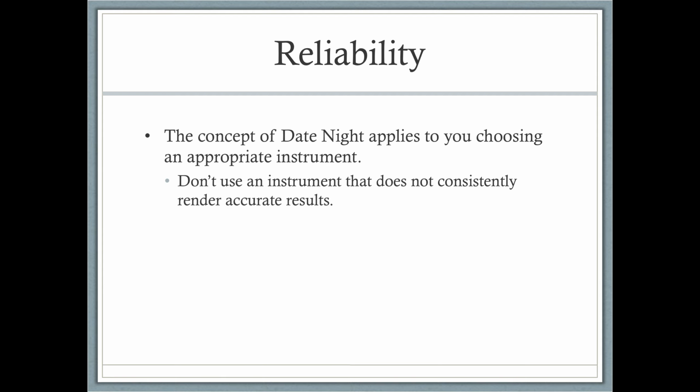So as I was saying, this date night example applies to how you choose an appropriate instrument. You should not use an instrument that does not have a history of appropriate reliability. Remember when we looked at the Code of Ethics, it said that you will pick instruments that provide reliable results and they're valid and stuff, and this is part of it.